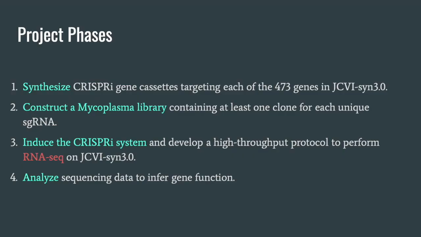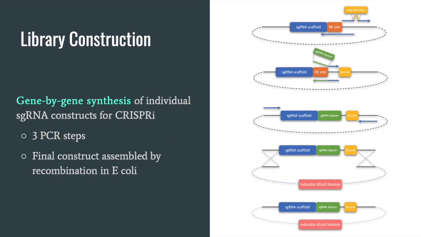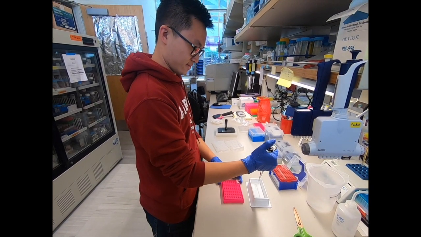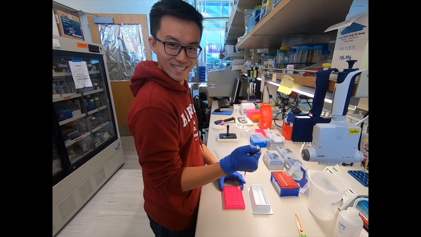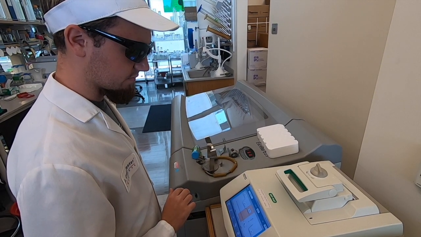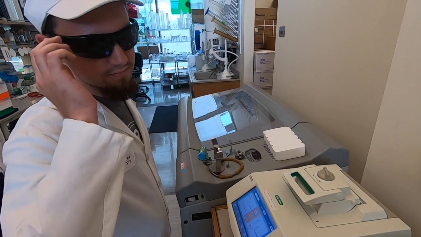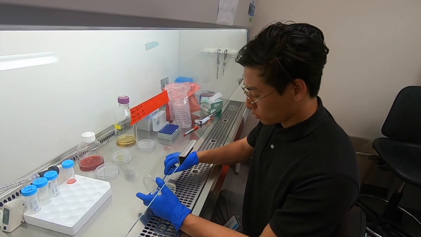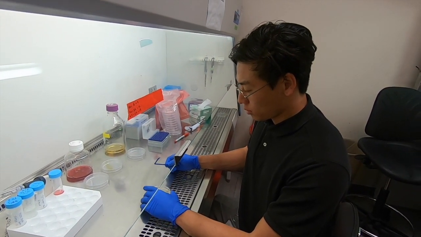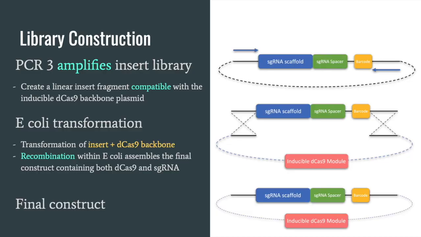The project consists of 4 main steps. First, we synthesize a plasmid library, in which each plasmid contains the gene encoding dCas9, as well as a guide RNA targeting a particular gene in the minimal cell genome. This process consists of multiple restriction digests, PCR amplifications, and E. coli transformations. This plasmid library will serve as the molecular instructions for our minimal cell.